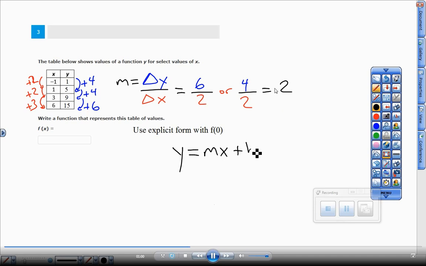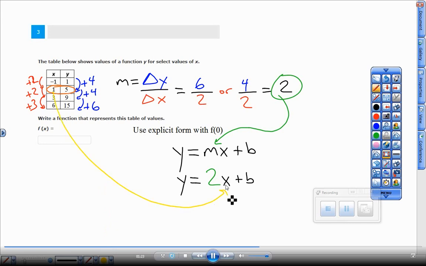Take that slope, put it where m is, right here in that slope-intercept form. Write it with that 2 in front of x plus b. Pick any coordinate to plug in. Any coordinate: negative 1, 1, 3, 9. I'm going to use 1, 5. That 1 is going to go where the x is, and that 5 is going to go right there where that y is.